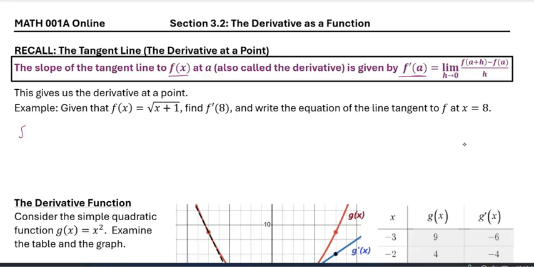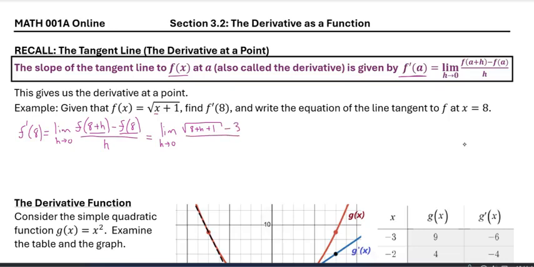Let's go through it. f prime of 8 will be equal to the limit as h goes to 0 of f of 8 plus h minus f of 8 over h. Let's plug in for the numerator. If we put 8 plus h into the function for x, we get square root of 8 plus h plus 1. And then let's evaluate f of 8. If we plug in 8 for x, we get 8 plus 1 is 9, and the square root of 9 is 3. So I'm going to put minus 3 over h.